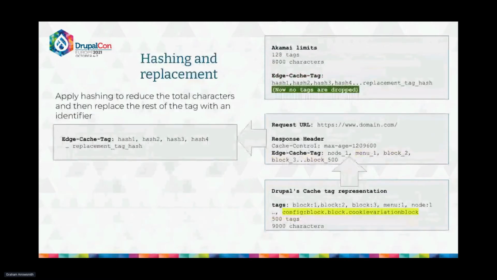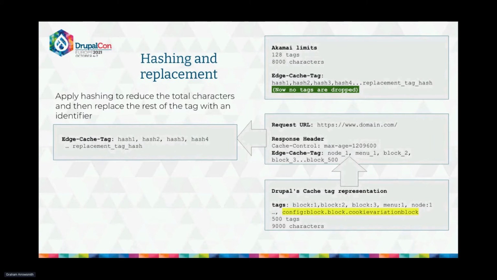Yep, sure, Graham. So we decided that we need to reduce the size and remove some tags. We named our strategy hashing and replacement. What this strategy does is apply hashing to reduce the total characters and then replace the rest of the tags with an identifier. The Akamai module provides events on which we can subscribe to perform these operations.